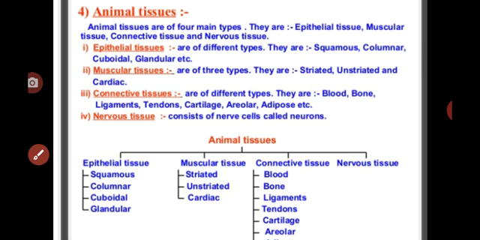So these are the main types of tissue: animal tissue and plant tissue.